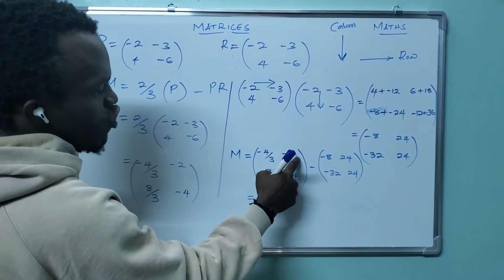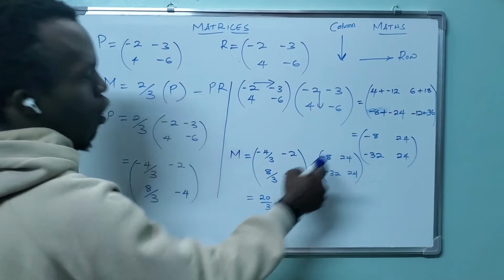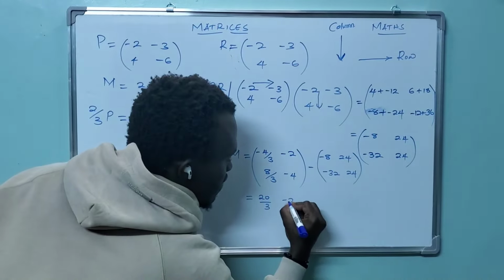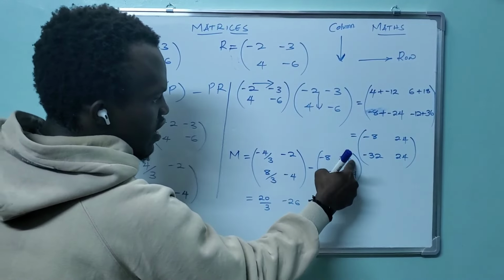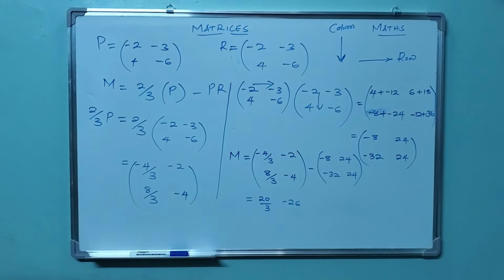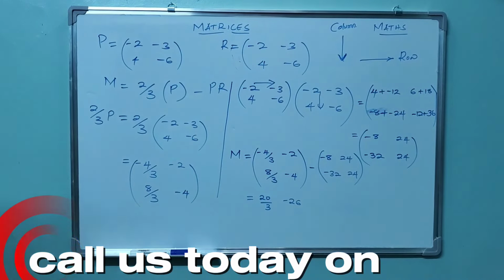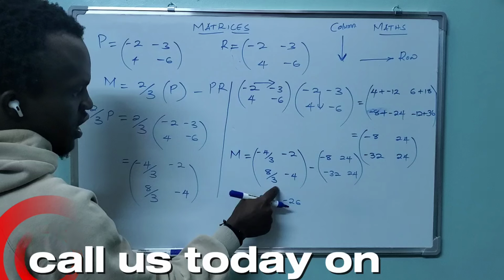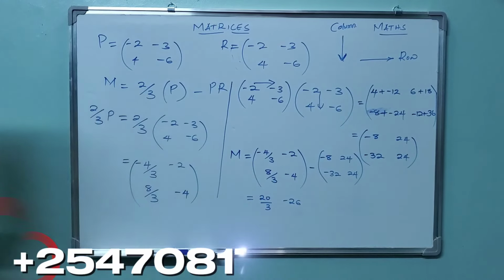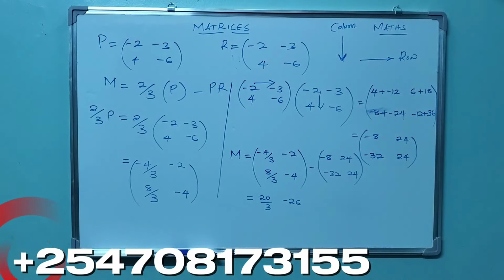Then negative 2, negative 24, that is going to be negative 26. Negative 2 and 24 are on the same position on those two different matrices. So you're going to combine negative 2 and 24 using that negative. Then we are going to have here 8 over 3 minus negative 32. That is like a plus. So let us combine it.